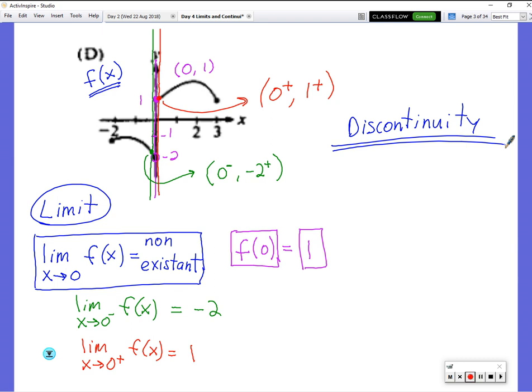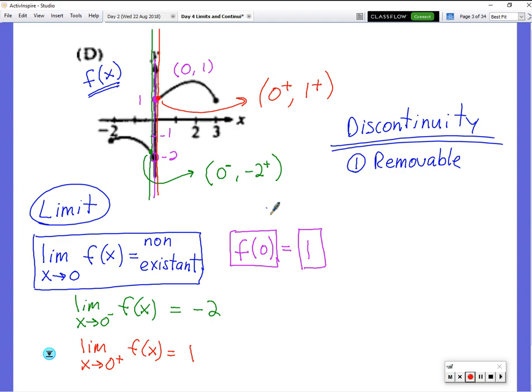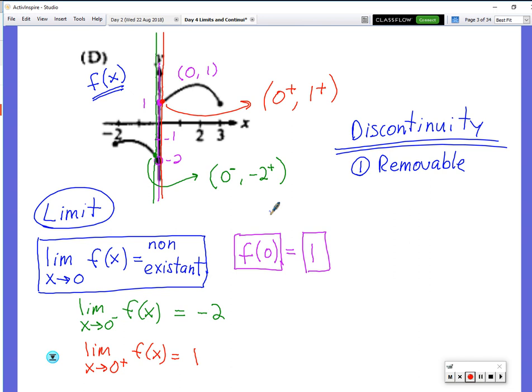Discontinuity. They will have AP questions on occasion where they test your knowledge of 3 different types of discontinuities. So you need to memorize these 3. Okay, the first one is known as a removable discontinuity. The second one is a jump discontinuity. And the third one is a vertical asymptote discontinuity.